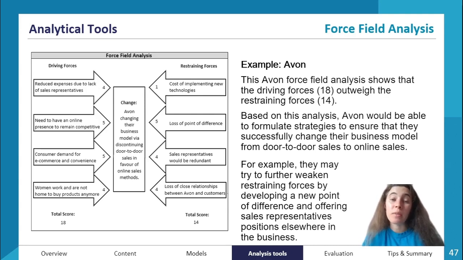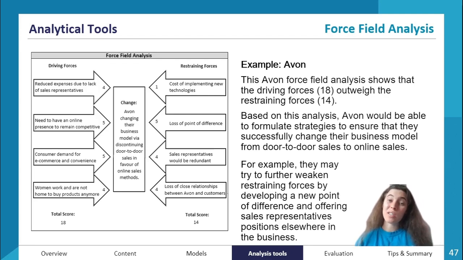We've got consumer demand for e-commerce and convenience. They want to be able to buy things when they want them, rather than relying on sales representatives coming to their door. We've got the idea that just being approached by a stranger at your door is maybe not something that we value so much in society today. A lot of people would be uncomfortable with that. Safety considerations and those sorts of things as well.